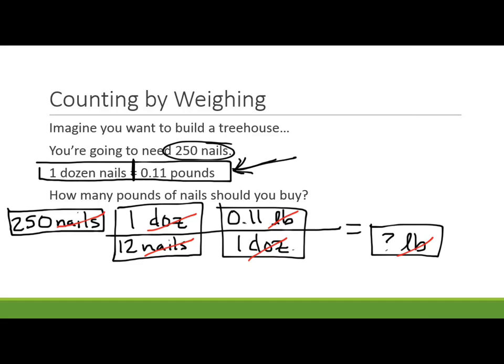And so now all we need to do is multiply all of the top numbers together. So this comes out to 250 times 1 times 0.11, which is equal to 27.5. On the bottom we have 12 times 1, which is 12. So we're going to write 12 here on the bottom. And then we need to just go ahead and divide the top number by the bottom number. And this comes out to 2.292.